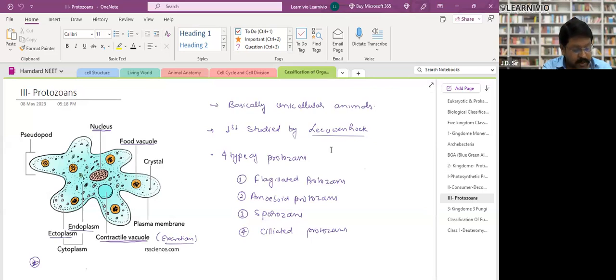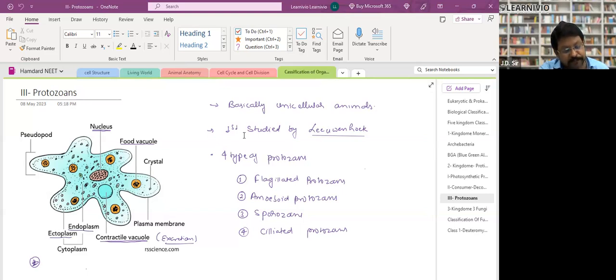So protozoa are basically unicellular eukaryotic cells, right? That we discussed already. They are basically unicellular animals. And they were first studied by Antony von Leeuwenhoek. This is the same scientist who discovered the first living cell.